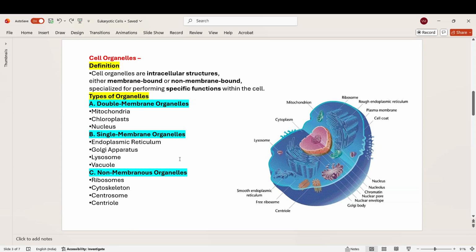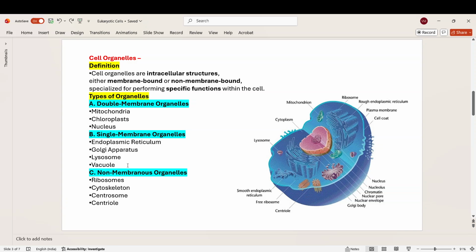That is the mitochondria, the powerhouse of the cell, chloroplast present in plants for photosynthesis, and the nucleus, the control center of the cell. Next is the single-membrane organelle. These have a single membrane and perform important tasks like protein packaging and transport. For example, endoplasmic reticulum, Golgi apparatus, lysosomes, vacuoles, etc.